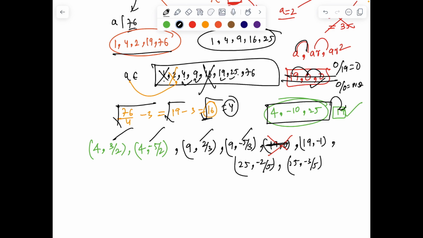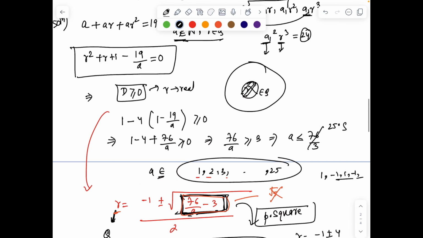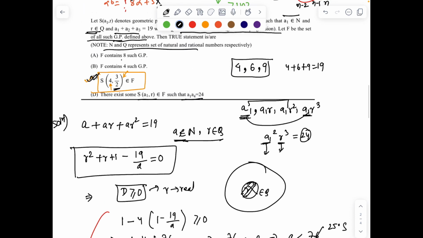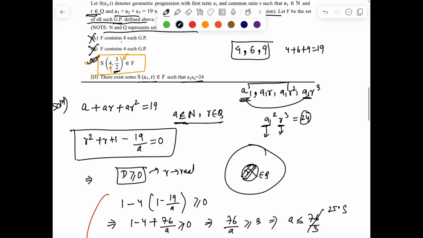Okay, so the final answer is 1, 2, 3, 4, 5, 6, 7. So there are such 7 GPs in the set. So F contains 8 GPs is wrong. F contains 4 GPs, this is also wrong. The third option is correct: there exist some a, r such that the first term and last term's product is 24.